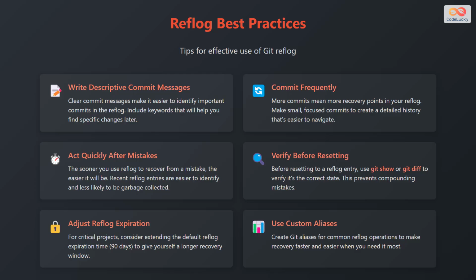Fifthly, adjust reflog expiration. For critical projects, consider extending the default reflog expiration time, 90 days, to give yourself a longer recovery window. Lastly, use custom aliases. Create Git aliases for common reflog operations to make recovery faster and easier when you need it most.